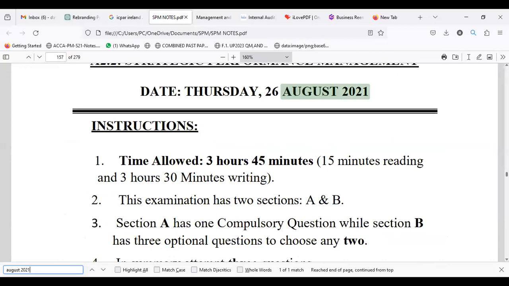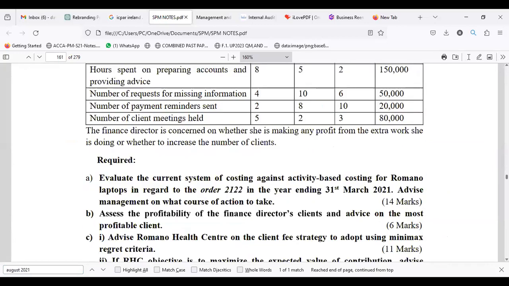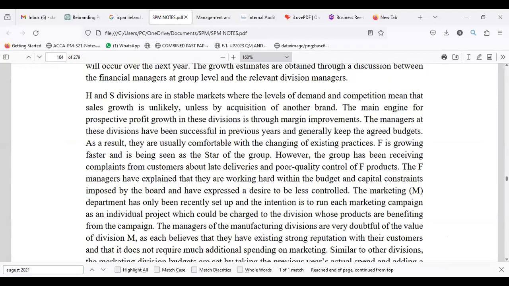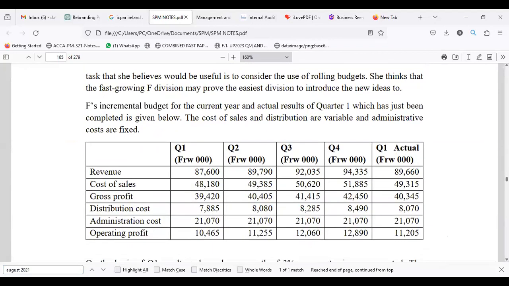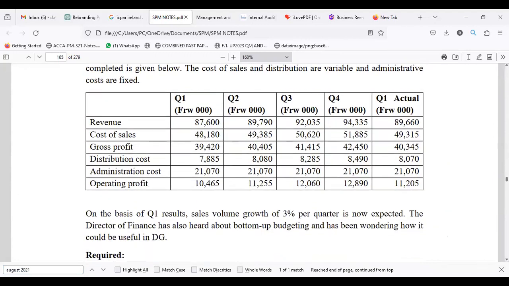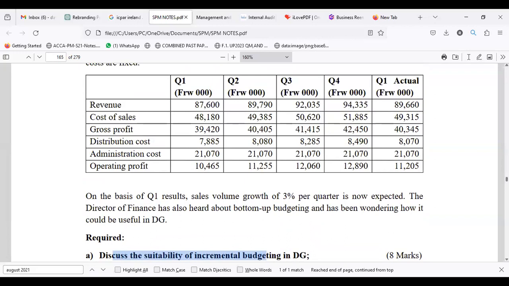He set it in August, and also they repeated it, because it is this one here, which is the similar question that was set for that. This is August, and also in April, the same question was kind of there. The August one starts from there, goes down, and they said, discuss the suitability of incremental budget, which, of course, when we talk about incremental in detail, we'll deal with that. And then recalculate the budget for division F using rolling budget and assess the use of rolling budget in F division. So you notice that's the question they set during that period.